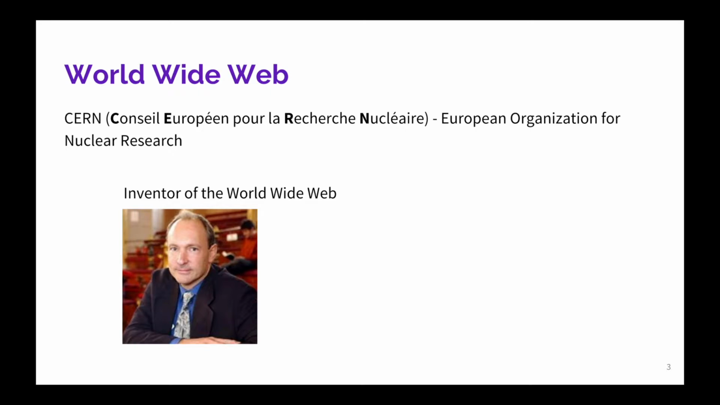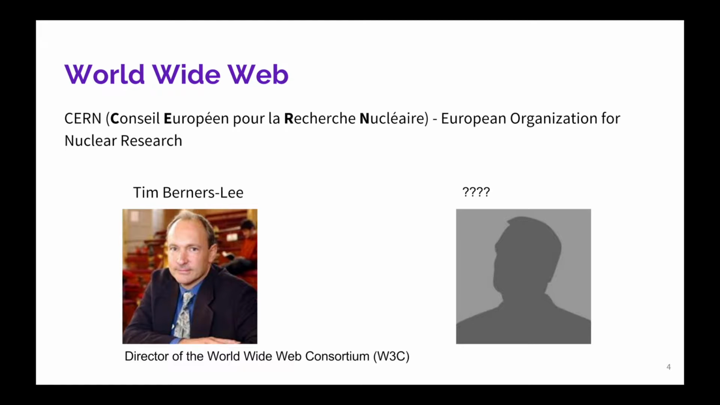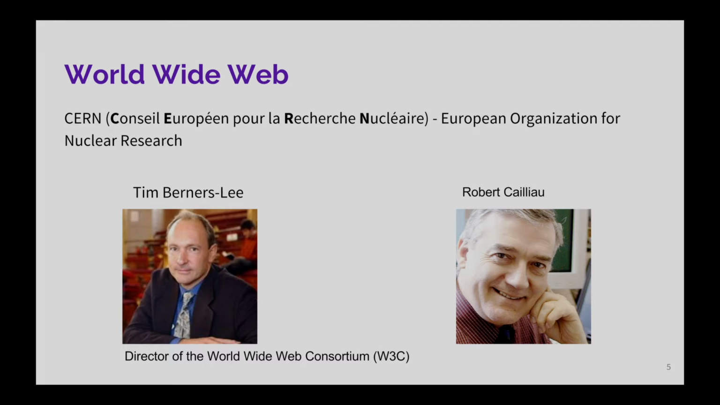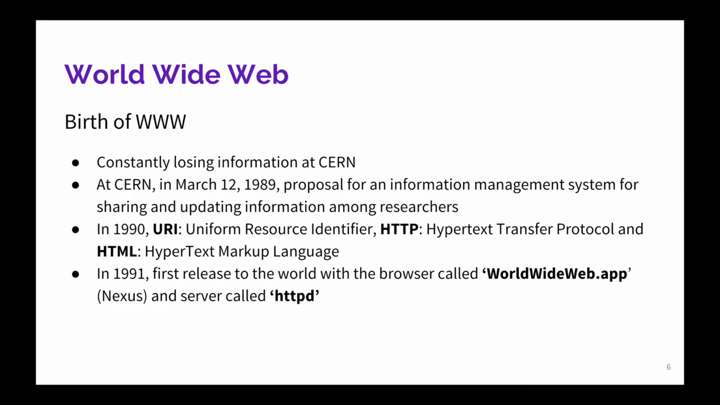So the internet was born at CERN, which is called the European Organization for Nuclear Research, and the internet was invented by Sir Tim Berners-Lee with one more person called Robert Cailliau. Tim Berners-Lee is a director of W3C, and we should know why the internet was needed at CERN. They used to lose information because they had information in a distributed system. The information was scattered among those systems, and they used to lose it constantly.